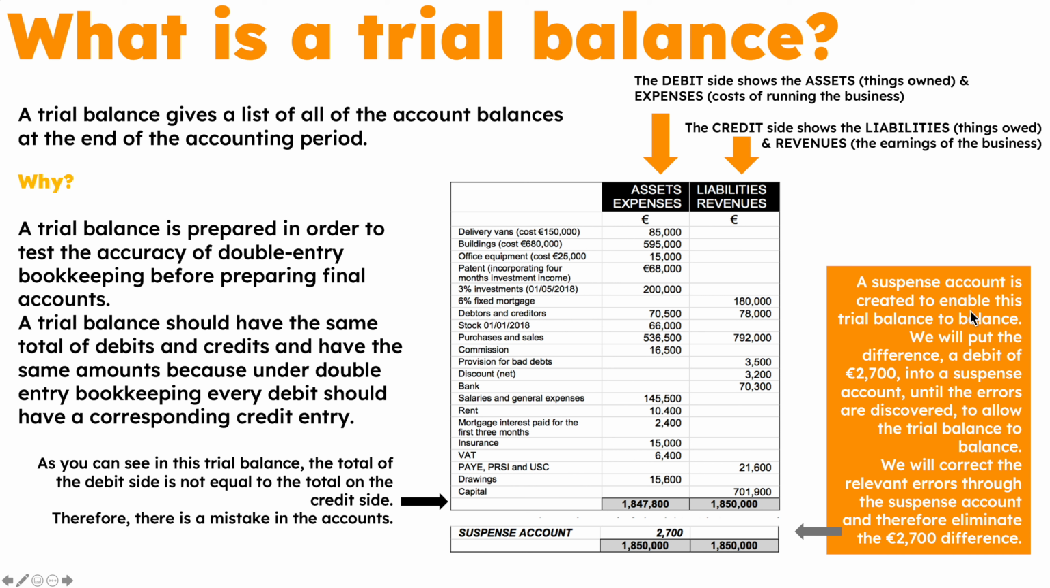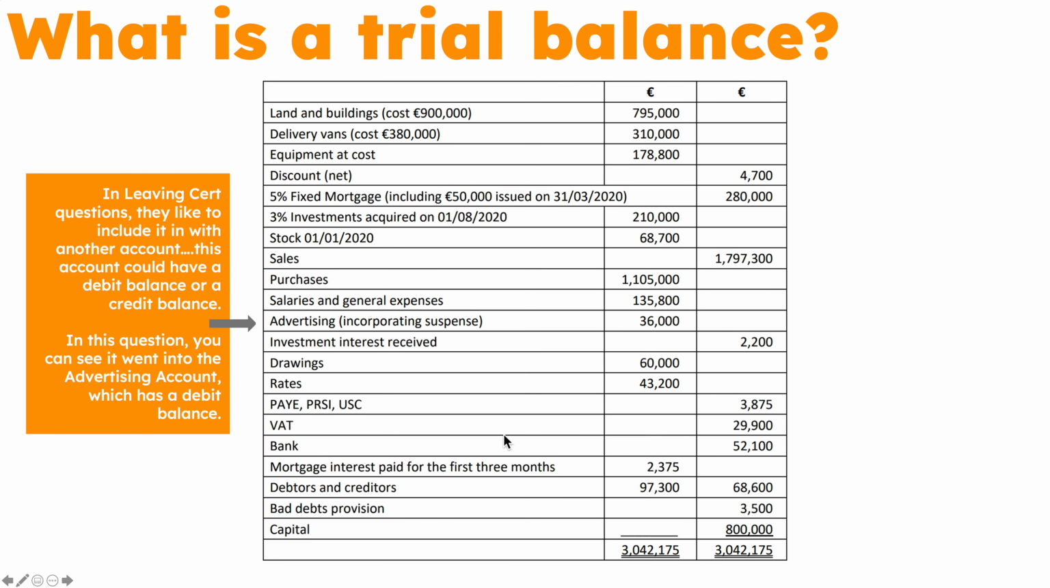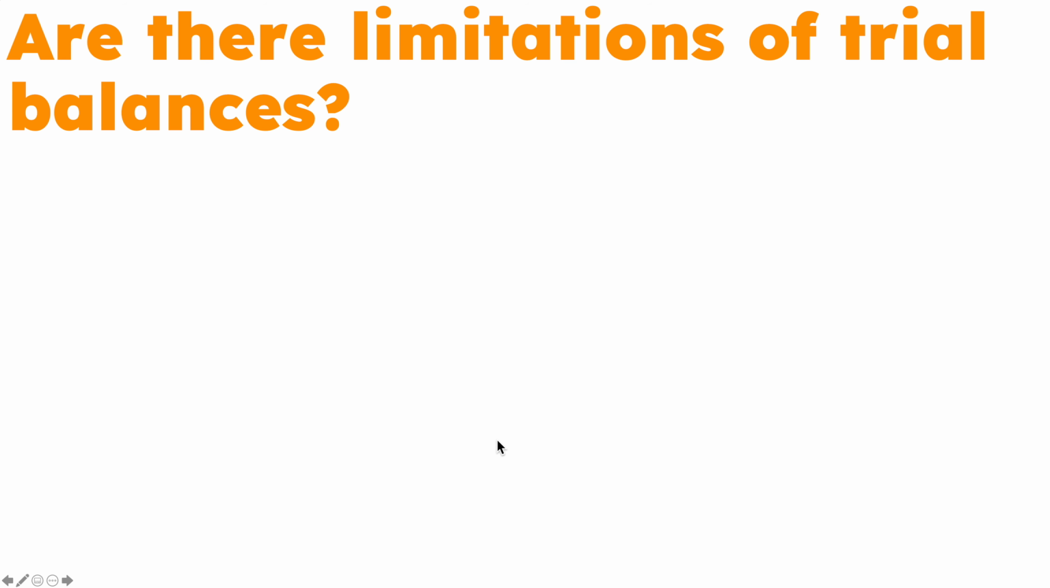The suspense account was created to enable the trial balance to balance. We'll put the difference, a debit of 2,700, into the suspense account until the errors are discovered, and this allows the trial balance to balance. That'll be just temporary while the bookkeeper corrects the relevant errors through the suspense account and then eliminates the 2,700 difference. There are mistakes somewhere here, and the mistakes add up to 2,700 on the debit side, and we'll fix them, and then we'll no longer need the suspense account. Now, in Leaving Cert questions, they like to include it with other accounts, and in this question you can see that it went into the advertising account, which has a debit balance.